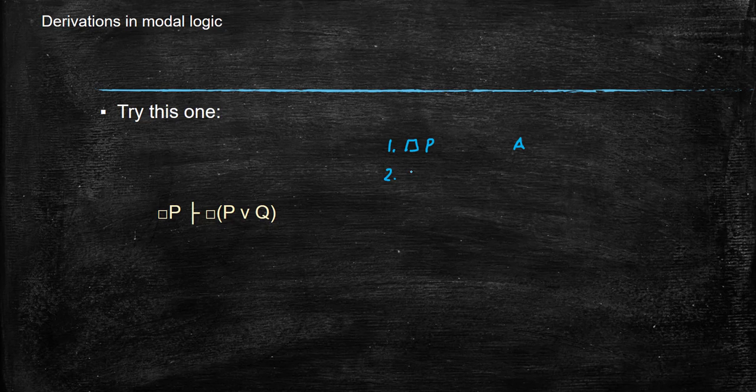So I'm going to assert necessarily if P, then P or Q by the N rule. Then with K, I'm going to get necessarily P, then necessarily if P or Q. That's 1, that's 2, and the K rule. And just like before, right, I have 1.